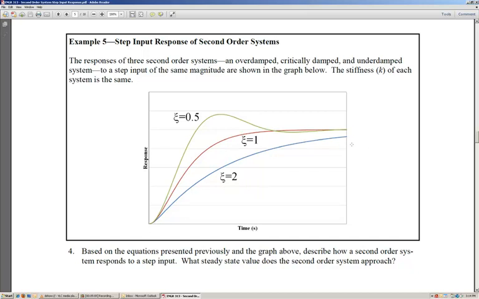This response is almost identical to the free response case where we had a zero forcing function on the right hand side of our differential equation. If you recall, the responses looked identical to this, with the only exception being that the final steady state value, because we weren't adding any energy to the system, was going to settle out to a value of 0 instead of some non-zero value.